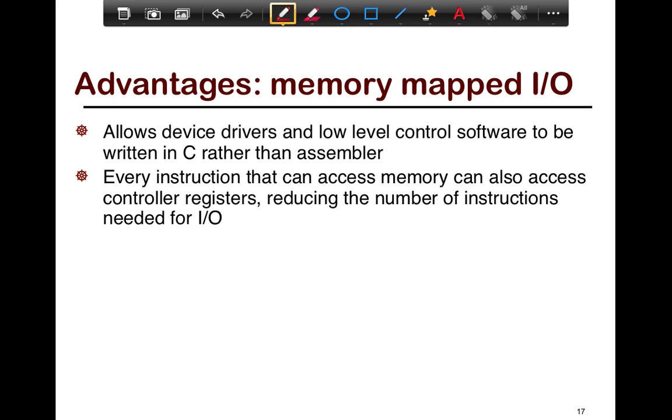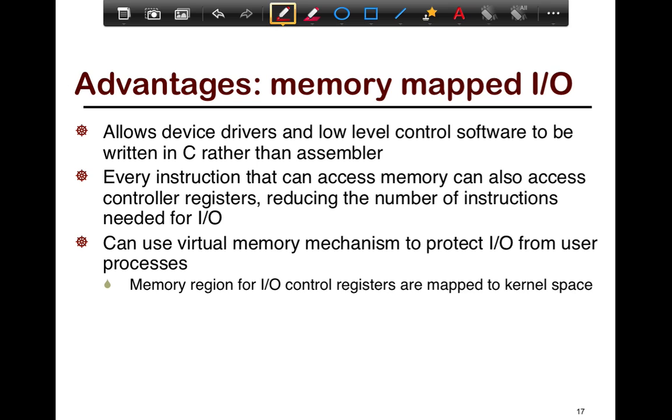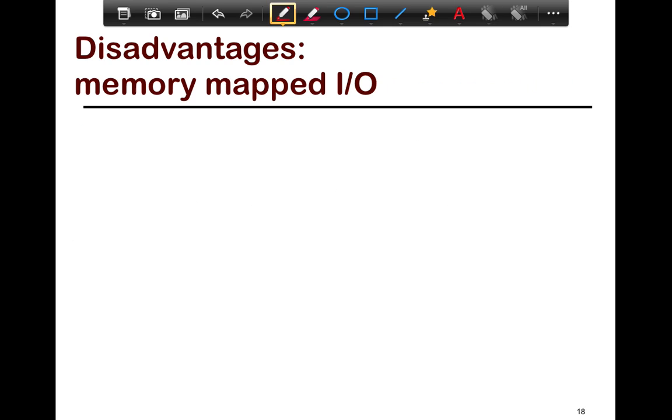And every instruction that can access memory can also access these control registers. So you don't need a special way to separate control register operations from memory itself for the data buffers in the I/O device. They all look the same, just based on what address you write to. And finally, you can use virtual memory mechanisms to protect the I/O from user processes. So you can map it into the kernel space and then control what I/O devices get mapped into which processes.